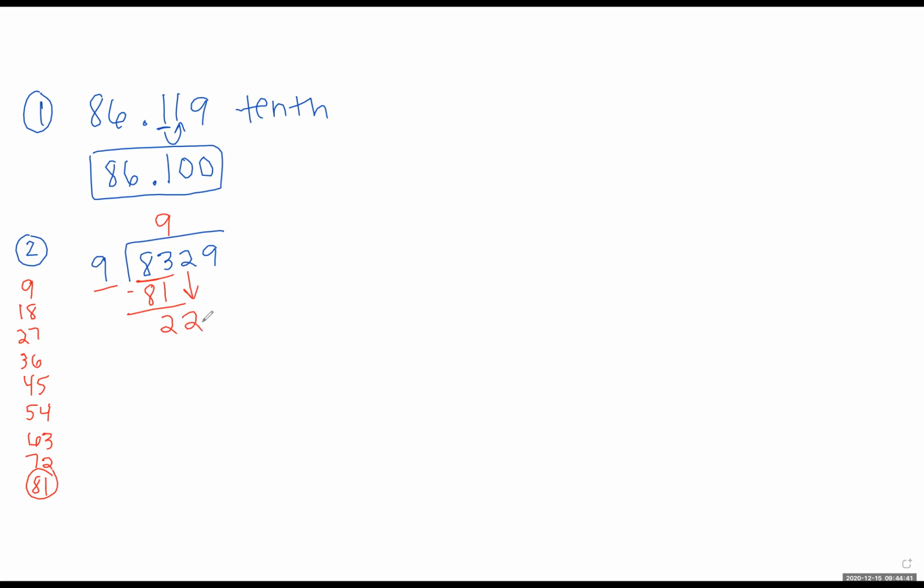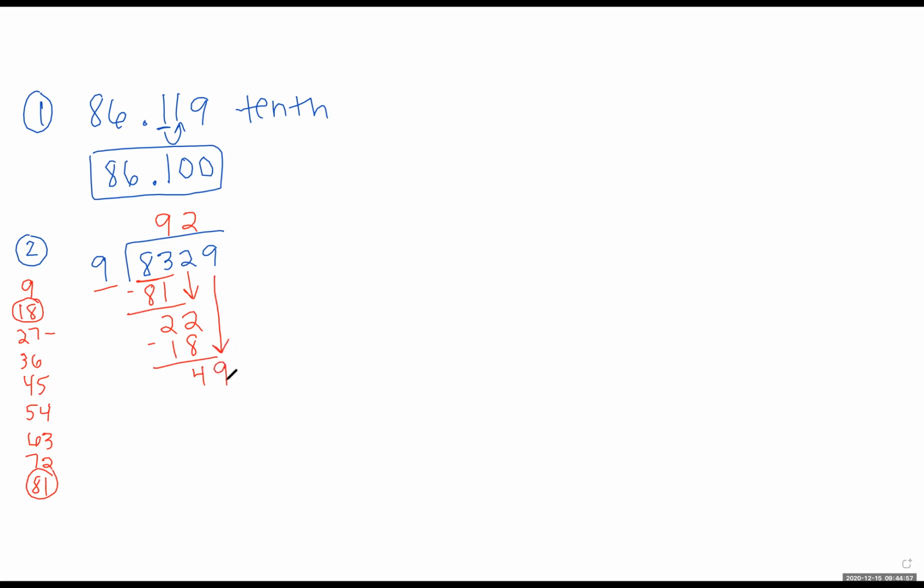How many times will 9 go into 22? Well, 27 is too much, so I will do 18, which takes 2 times. 2 times 9 is 18. 22 minus 18 is 4. Bring down my other 9.